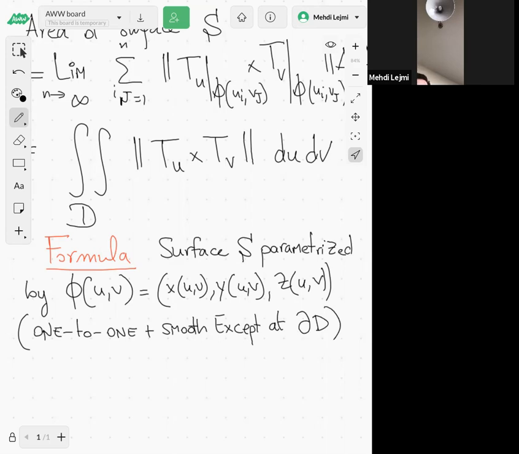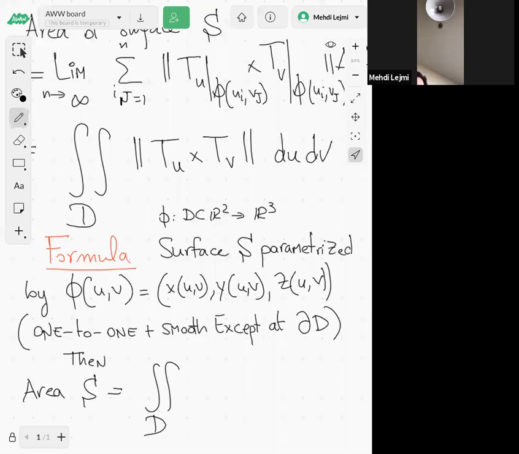then the area of the surface S is just the double integral over D. Remember the map phi goes from some region D in R2 to R3. So it's the double integral over D of the magnitude of the cross product of T_u with T_v, du dv. Okay, so that's the area of our surface S.